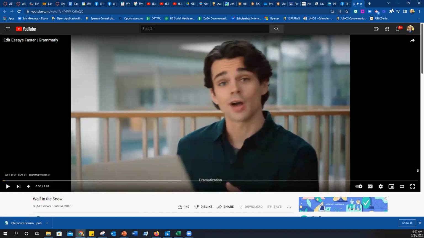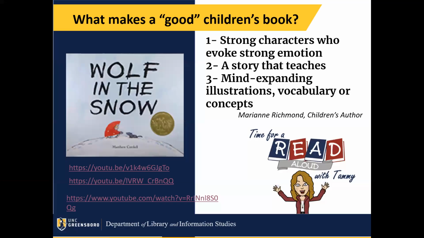What do you think this book is teaching? If we were all together in class, we would have a little discussion here, but what do you think this book is teaching?